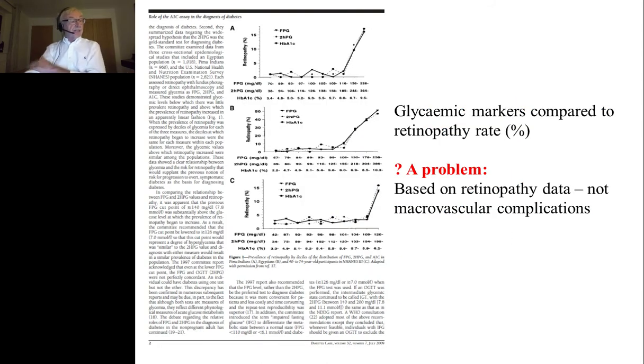So where did 6.5 come from? Well, it came from a number of studies, the DETECT-2 study mainly, which showed that as hemoglobin A1c values increased, at a level of about 6.5%, there was an inflection in which the level of retinopathy increased. Now, there's a problem here, because this increase was in established retinopathy and wasn't based on things like macrovascular complications.